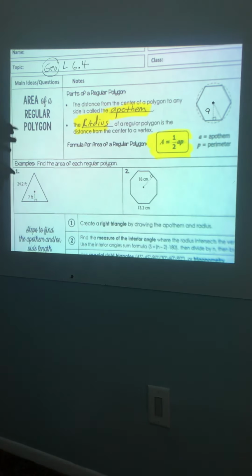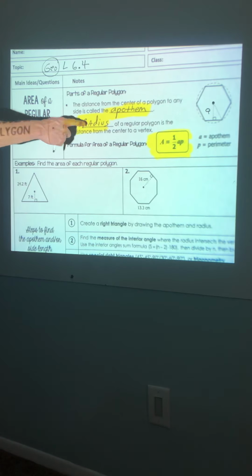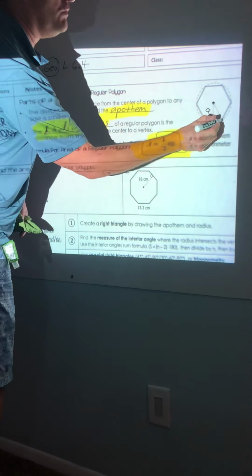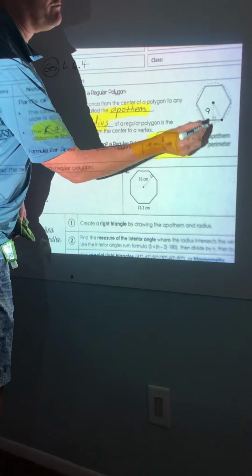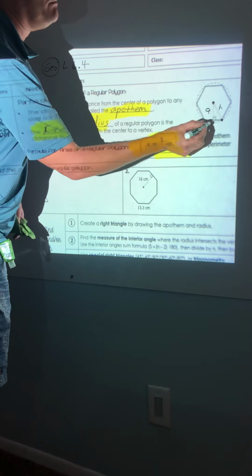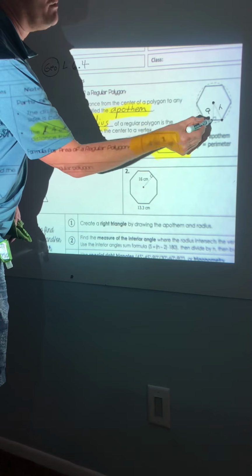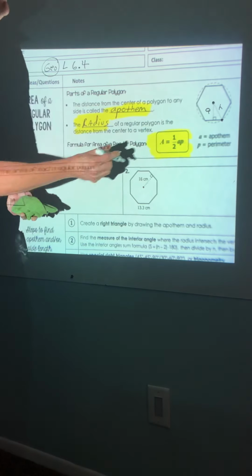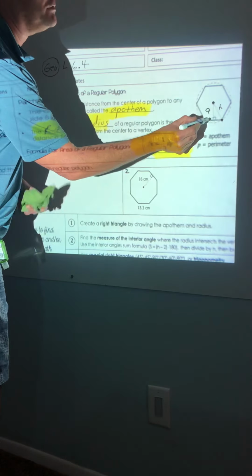Polygons, like circles, also have a radius. A radius is from the center to any one vertex, or any of the vertices, and so this is your radius. All the radiuses right here are the same, just like in a circle. The main focus, though, is this new word called apothem. It's from the center, perpendicular to the side.